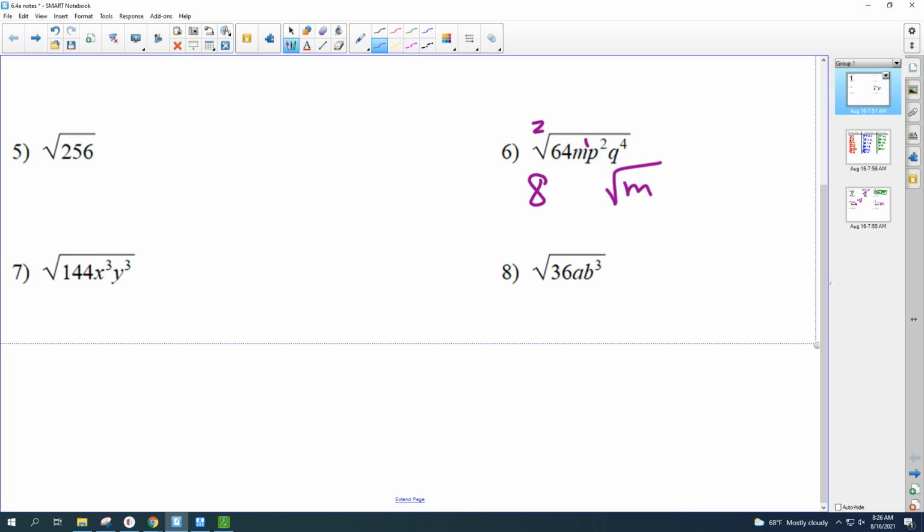Now look at the variable p. How many times does our 2 go into that 2? Once. With what kind of remainder are we talking about? 0. So 0 p's remain inside the square root. 1 comes out, 0 stay in. How about the q? 2 goes into 4 how many times? Twice. Is that even? Okay, it goes in twice evenly. That means there's no remainder. That's my answer. All right.